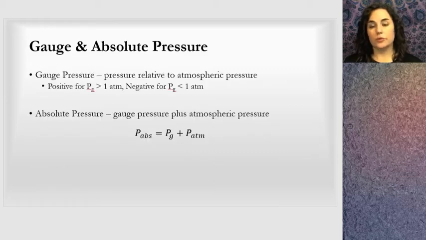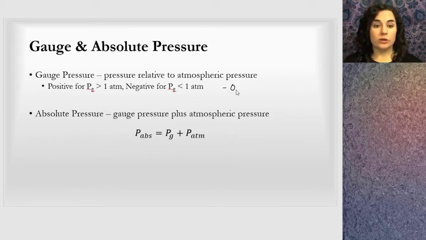In some contexts, you will be asked to know the difference between gauge pressure and absolute pressure. Gauge pressure is the pressure relative to atmospheric pressure. Everywhere along the surface of the planet, there's 1 atmosphere of pressure, and gauge pressure does not include that pressure. It's just the relative additional pressure. It will be positive when the pressure is greater than 1 atmosphere, and negative when it is less than 1 atmosphere, because it's relative.